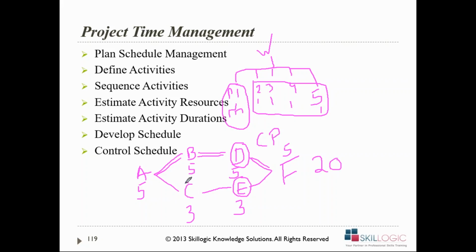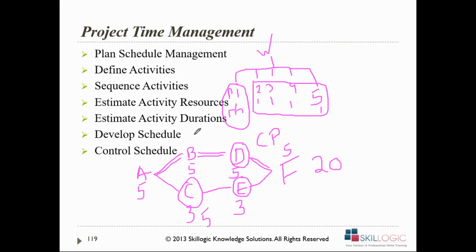Imagine in this one, if instead of 3 days, you're able to do the activity in 5 days. 5 plus 3 is 8. Here 5 plus 5 is 10. You're still going to be able to complete activity E before activity D is completed. Here you can delay the activities. C and E can be delayed, but you cannot delay activity B or D.